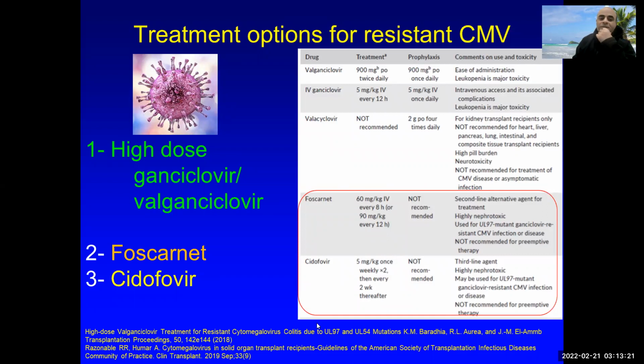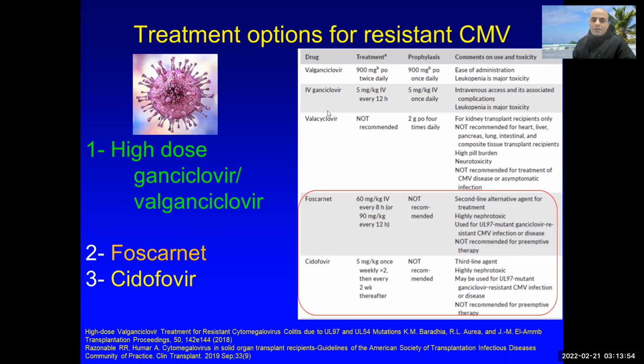If you have a patient with resistance: high dose ganciclovir or valganciclovir, foscarnet, cidofovir. The dose for foscarnet is 60 milligram IV, you can read later, and cidofovir is 5 milligram per kg once weekly for 2 weeks, then every 2 weeks thereafter. Foscarnet is 60 milligram per kg every 8 hours or 90 milligram per kg every 12 hours. These are the side effects of all.